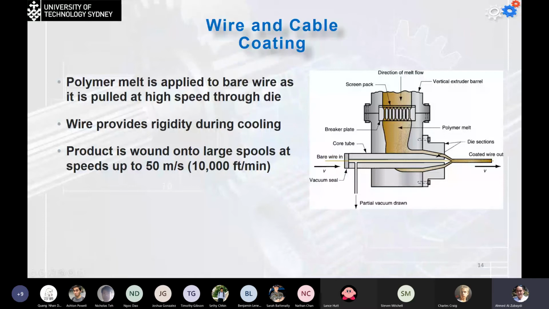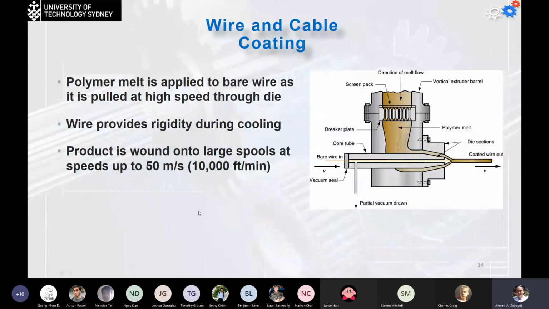The same process can be used, but instead of using the mandrel and the air, we can put copper wire in the middle. The copper wire passes through the outlet of the die, and this causes the plastic to coat the wire. Usually the speed can go up to 50 meters per second, which is very productive. Usually the wire goes through water to be cooled down immediately after the coating process.